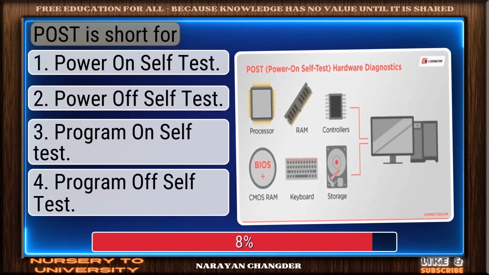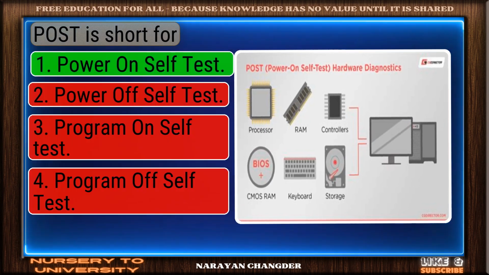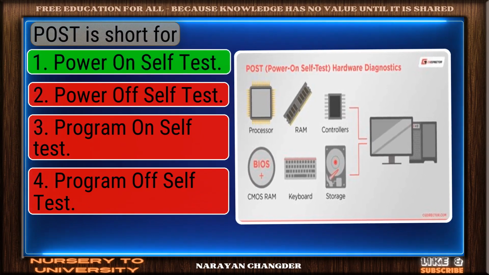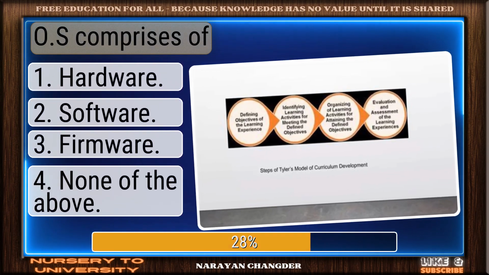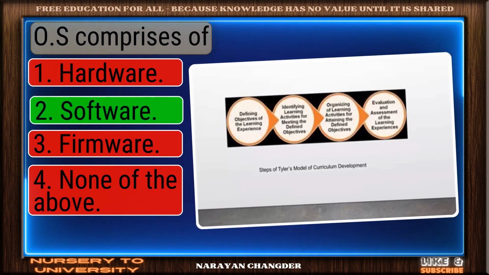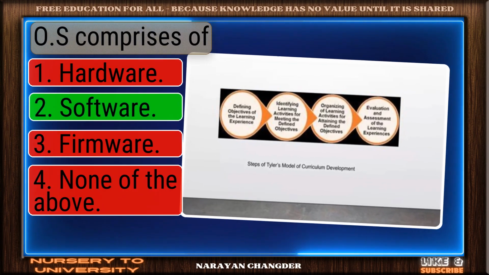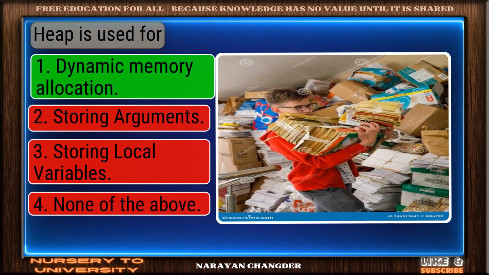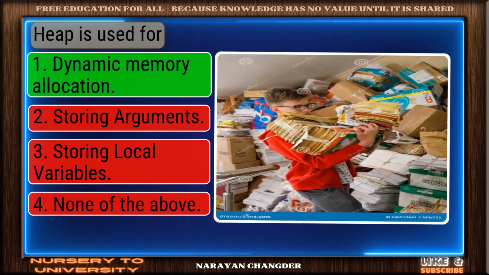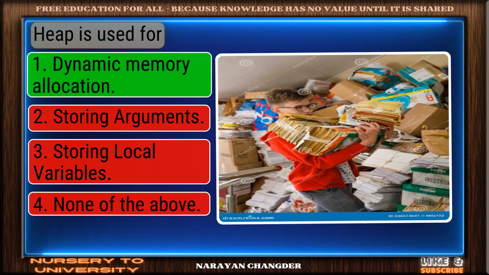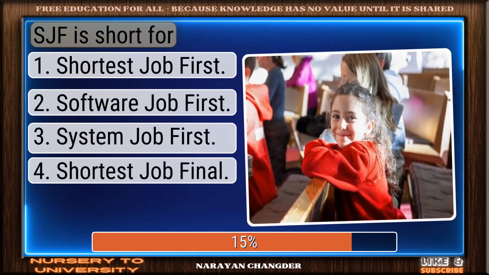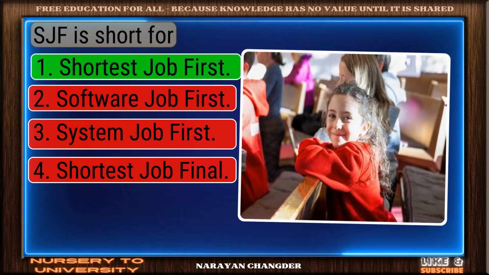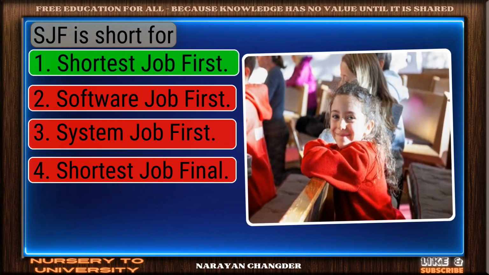POST is short for... Exactly. Power on self-test makes sense, and it is the right choice. OS comprises of... Strong choice. Software is the right answer. Heap is used for... On track. Dynamic memory allocation is the correct answer. SJF is short for... Well picked. Shortest job first is the correct answer.